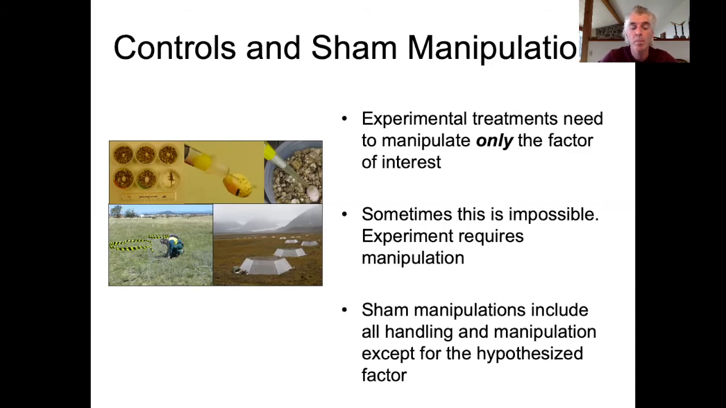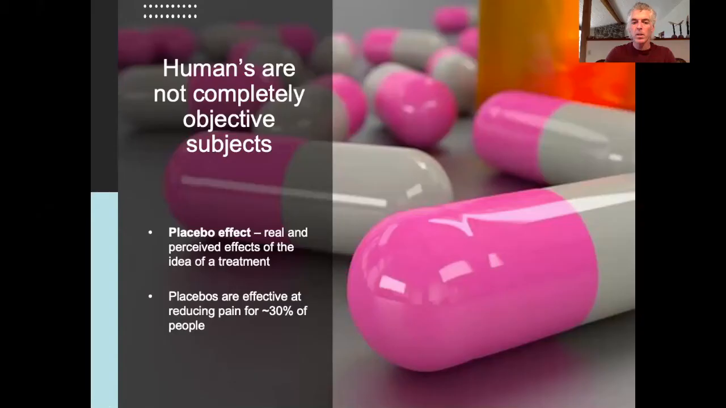Sham manipulations are appropriate whenever our experimental manipulation has some other unintended consequence. So, for example, we might be interested in warming temperatures in tundra ecosystems using open-top chambers, but those chambers might also affect snow accumulation that we might need to control for through a sham. Sham manipulations are particularly important when humans are the subjects. That's because of what's referred to as the placebo effect, or the real or perceived effect of some treatment, of just being told that you're participating in an experiment that has some benefit.